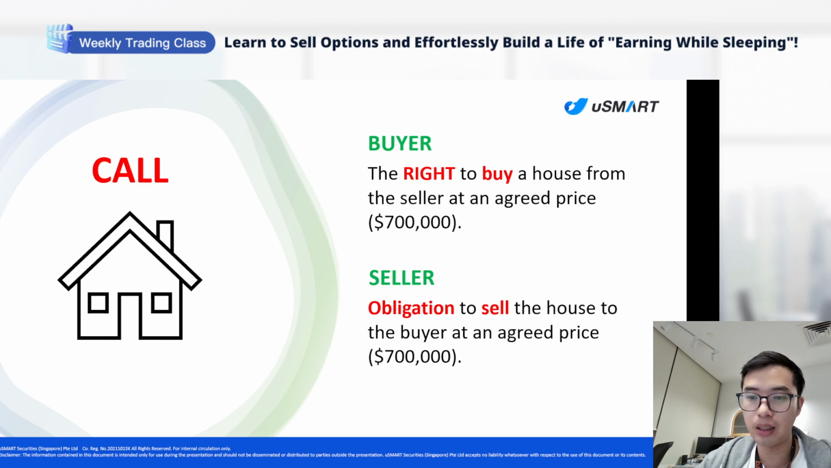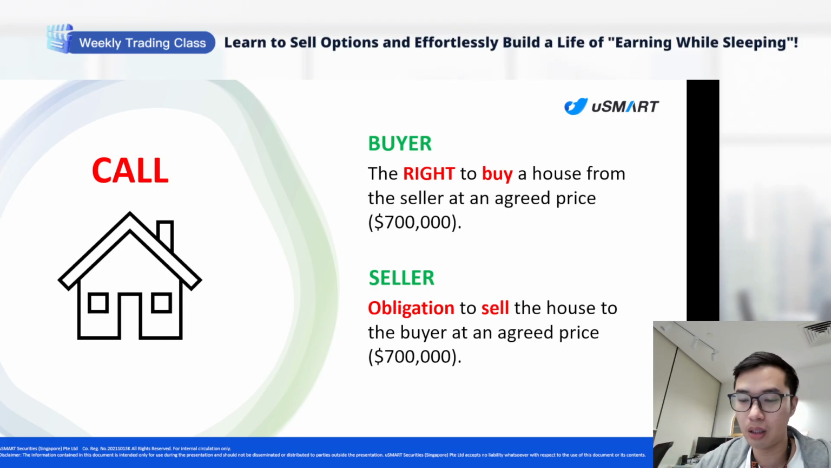Let's say the expiry date is 3 months, and we can buy the house at 700,000 three months later. If the price went up after 3 months, let's say to 800,000, now the market price is 800,000. However, because of this contract, we can buy the house at 700,000. It means that from 700,000 to 800,000, we actually earn 100,000.